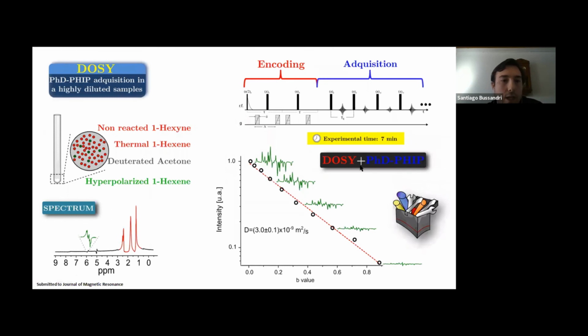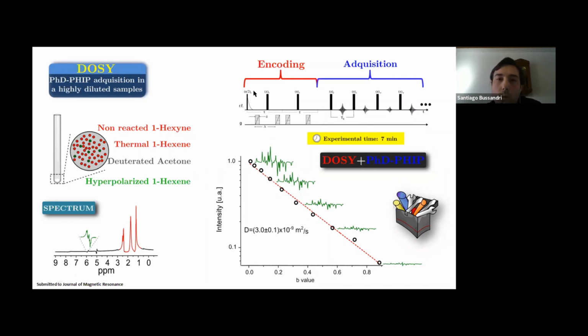So again, we use this sample with low degree of hyperpolarization. When the parahydrogen is flowing through the Teflon tubes, the sample is a mixture of the non-reactive 1-hexene plus the thermal 1-hexane represented in red, the hyperpolarized 1-hexane represented in green, and the deuterated acetone, in which we diluted our catalyst, represented in gray. You can see here the spectrum where we achieve this low degree of hyperpolarization in order to mimic this highly diluted sample. Any thermal contribution here represented in red is a mixture of these two.